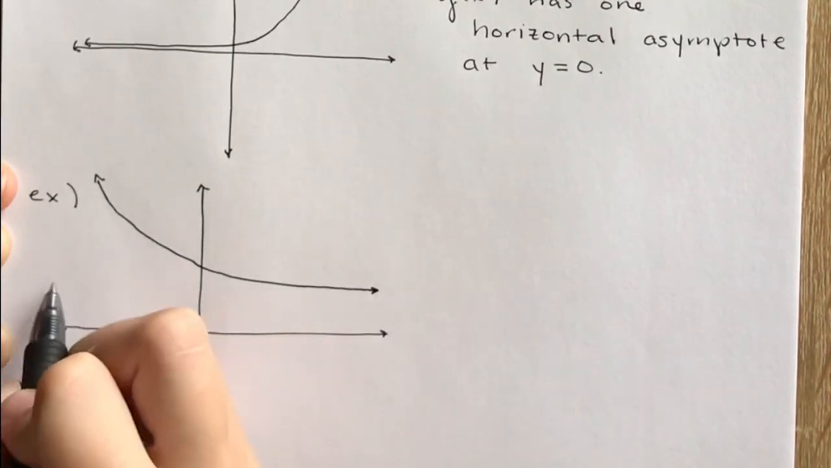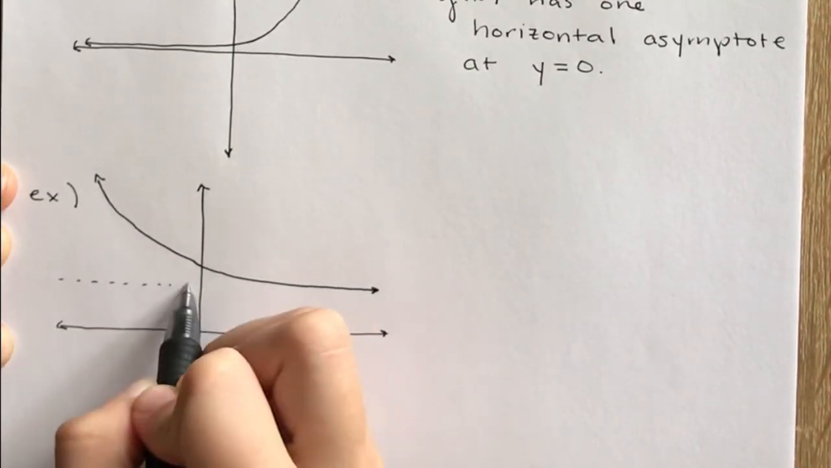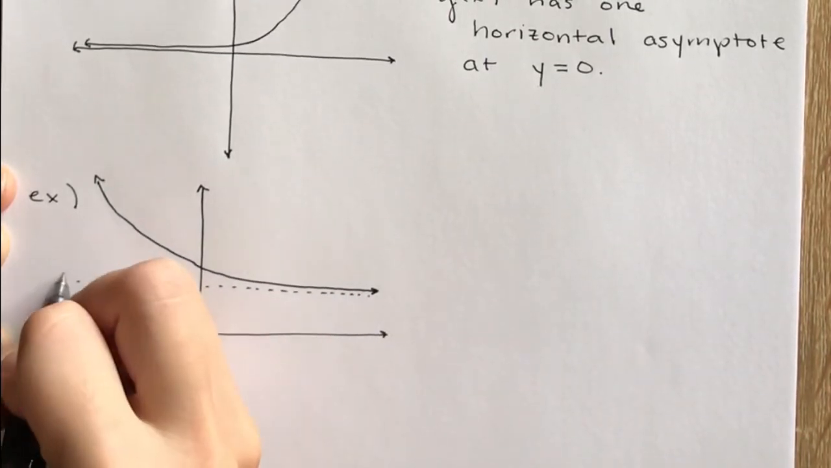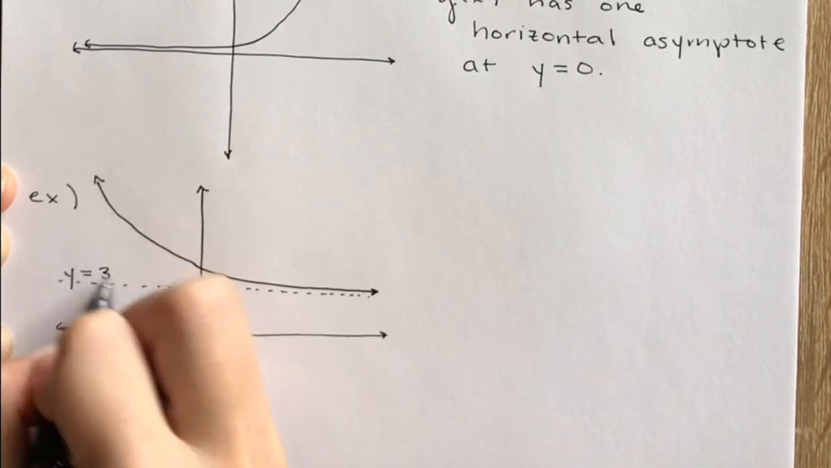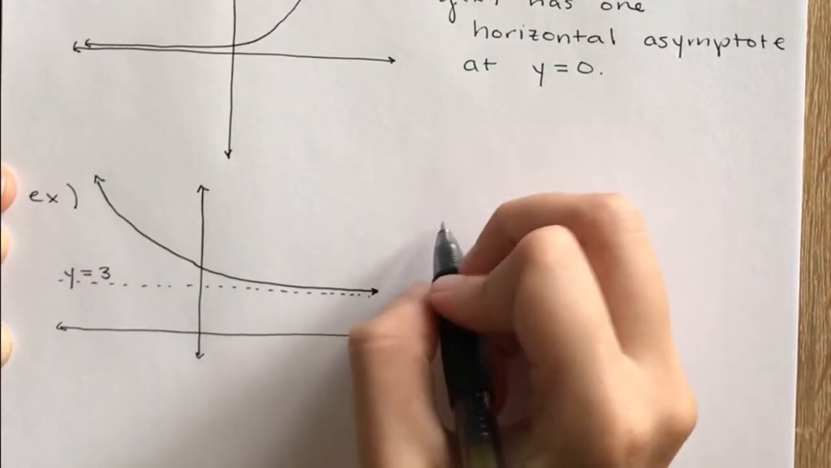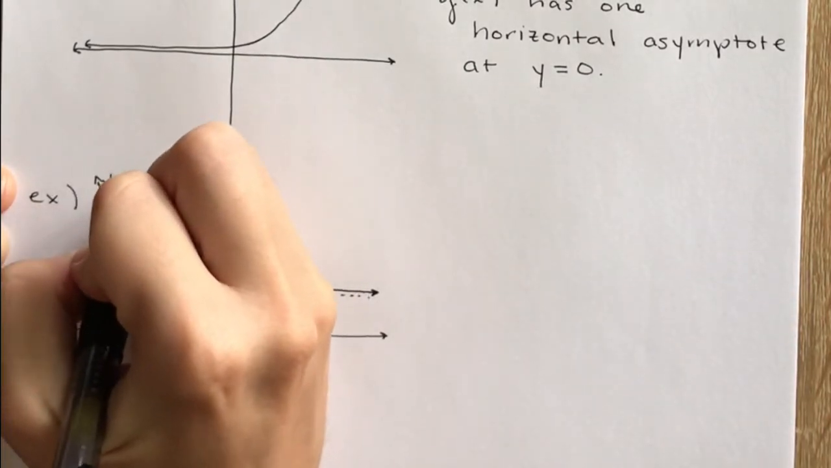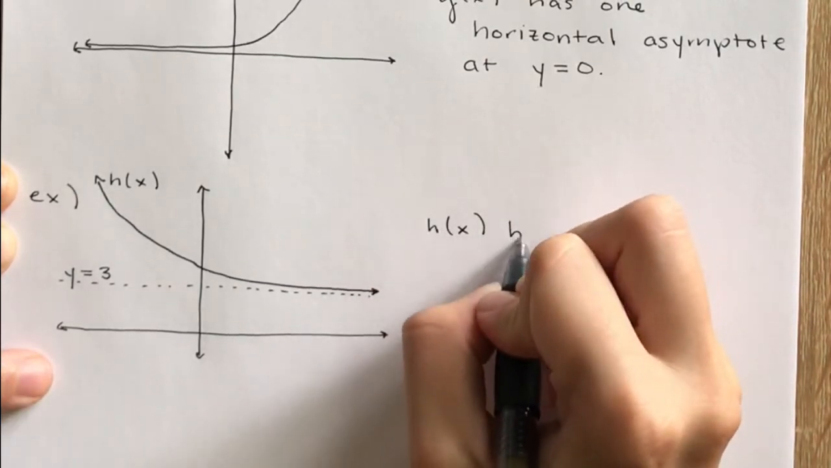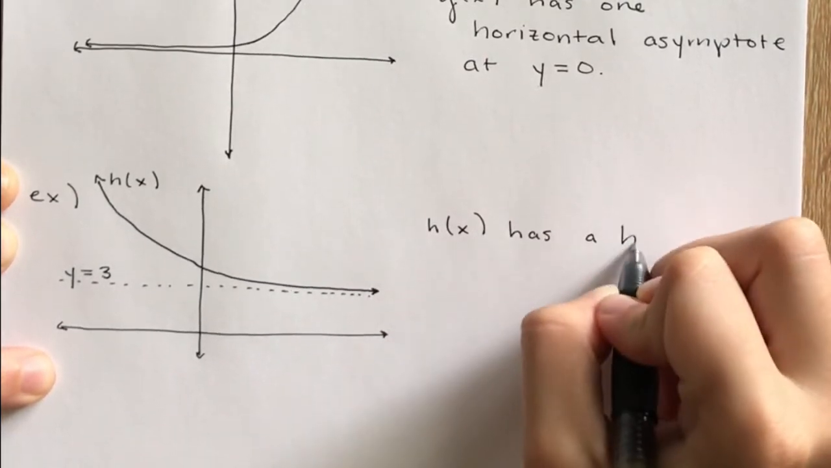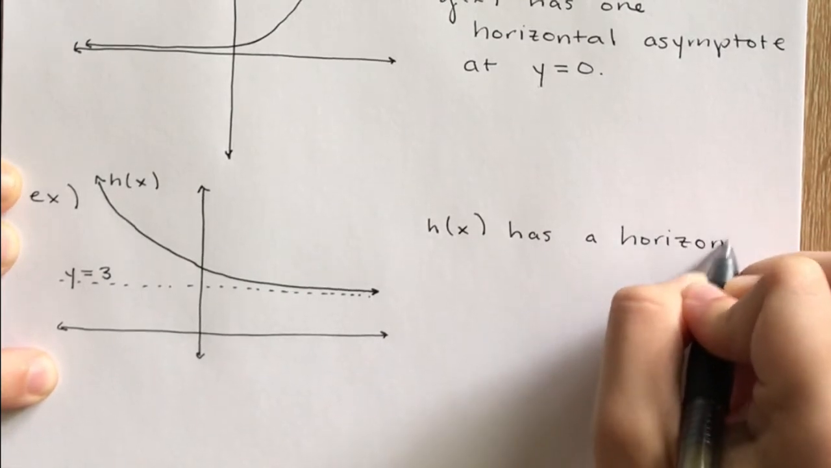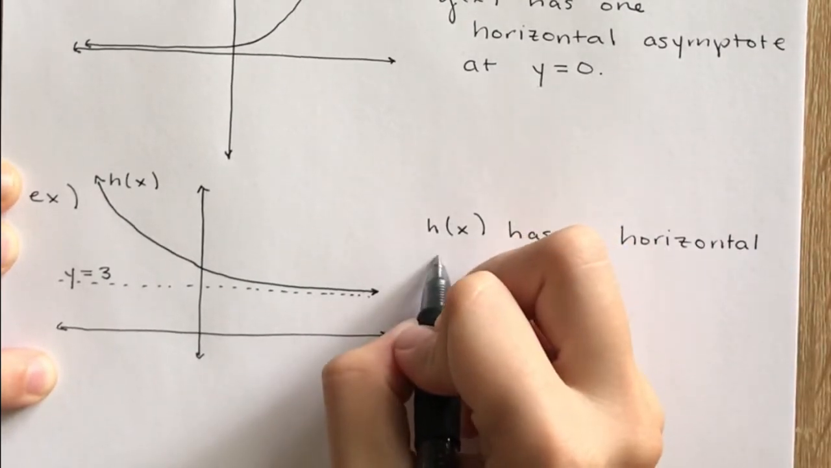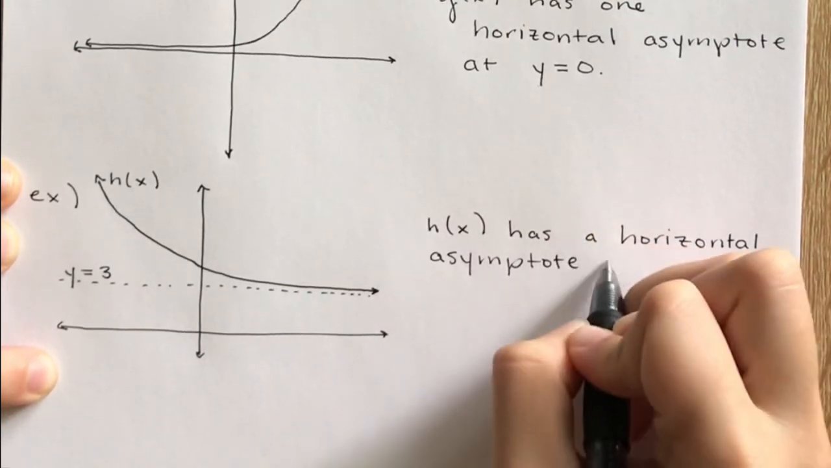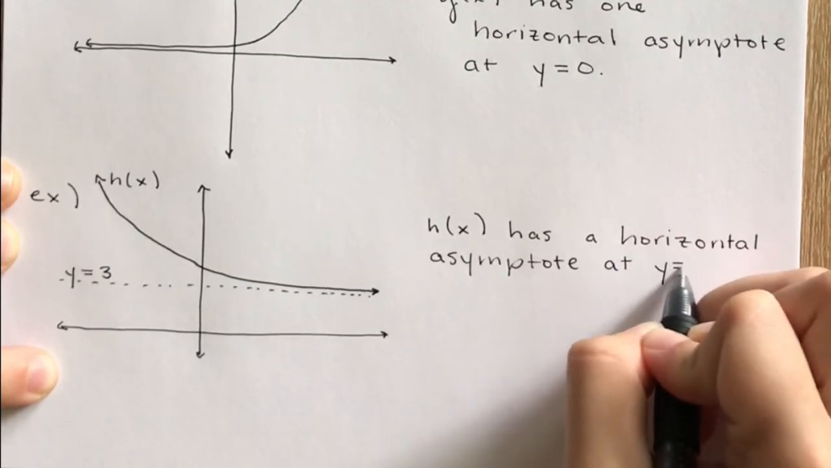And here we are getting really, really close to kind of this line here. And let's say that this line is y equals 3. Right? So this function, maybe we'll call it h of x. h of x has a horizontal asymptote at y equals 3.